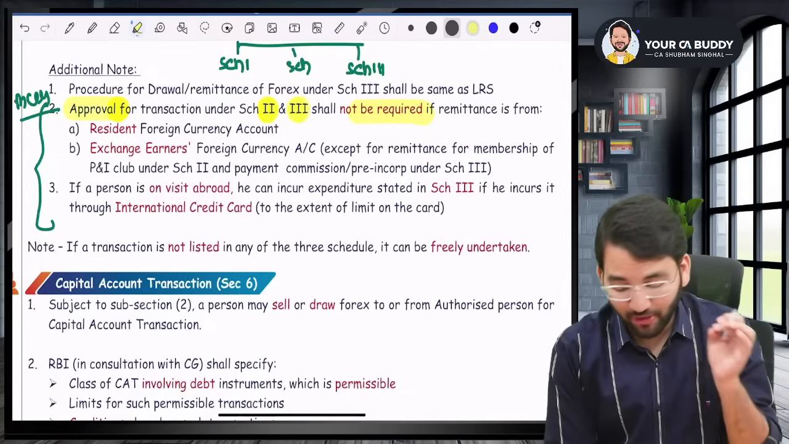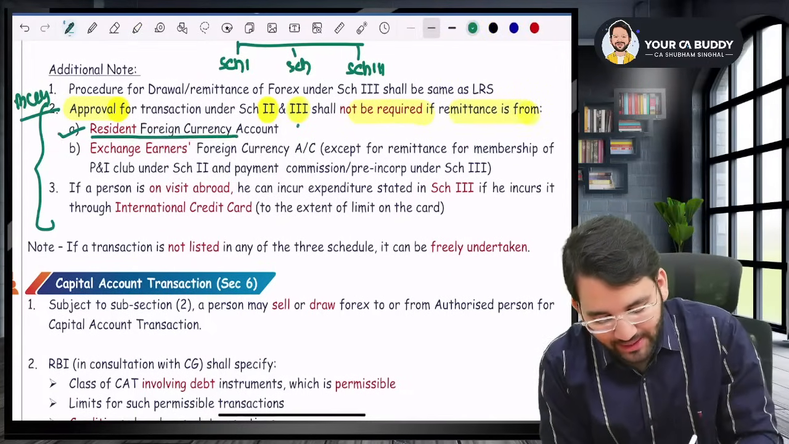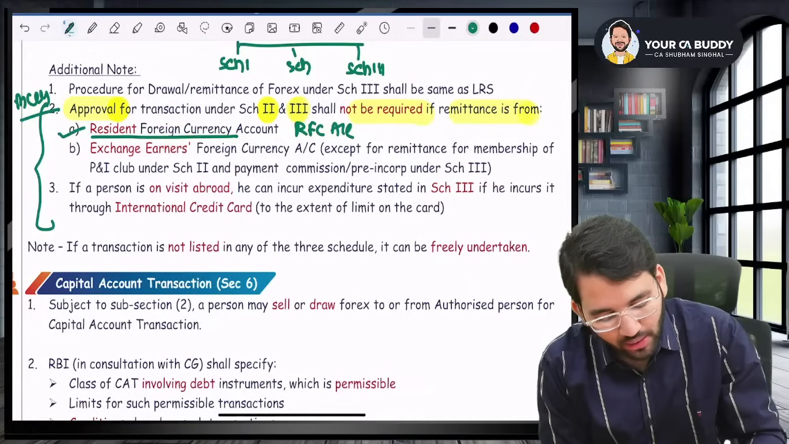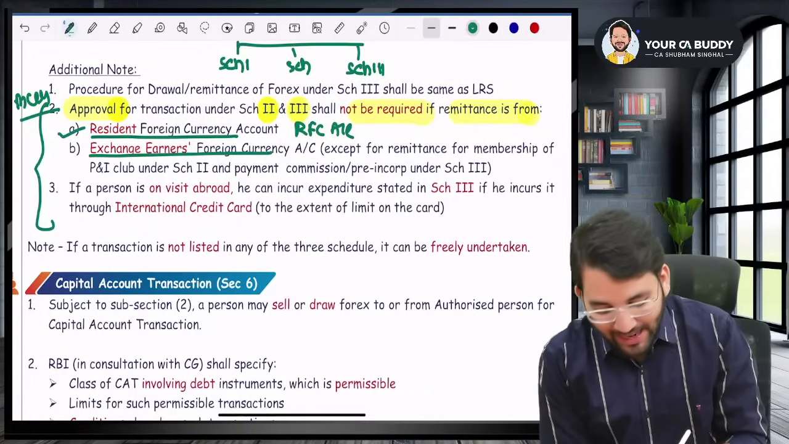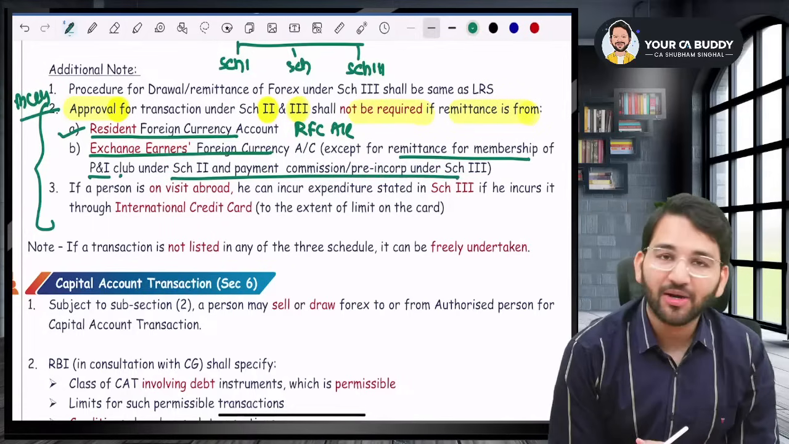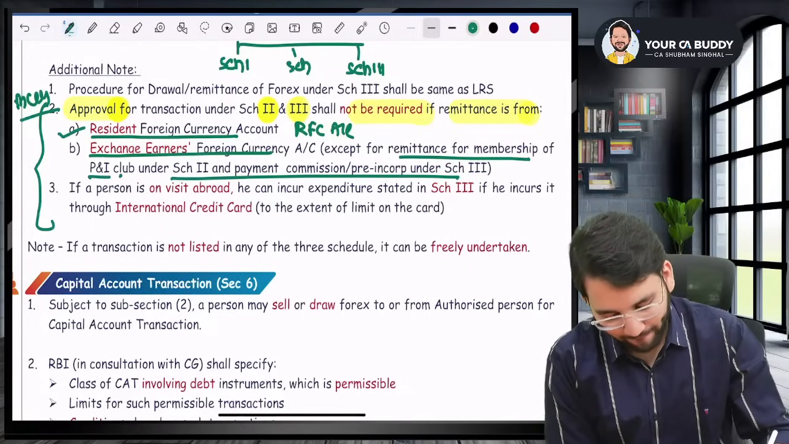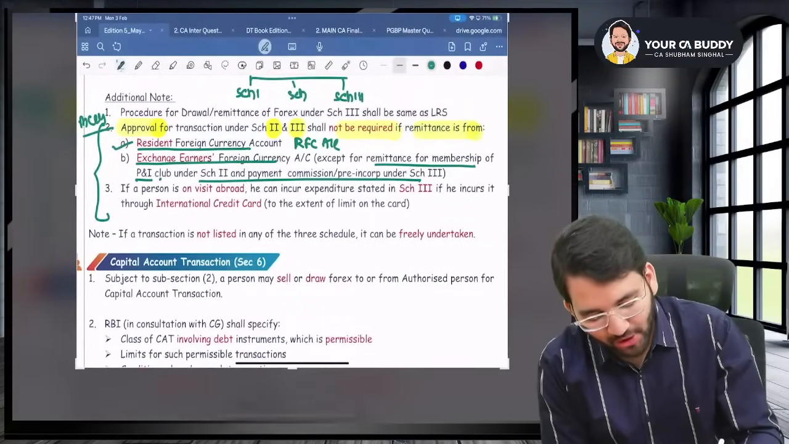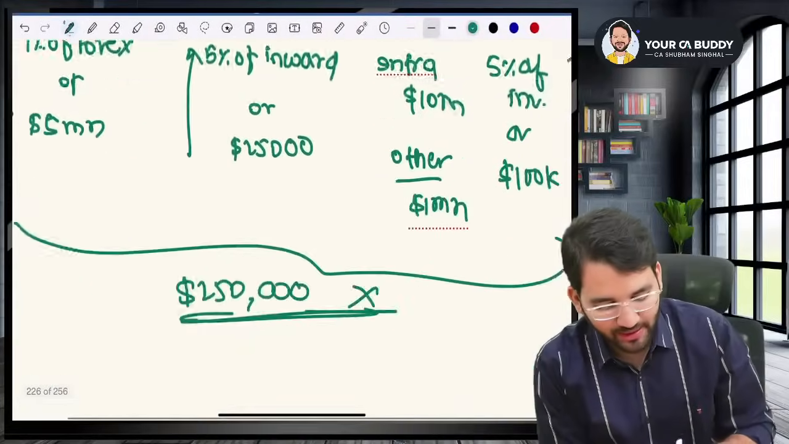There is no requirement of approval if remittance is through a resident foreign currency account, RFC account, or through an EEFC account, exchange earners foreign currency account, except for remittance of membership of P&I club under Schedule 2, or payment of commission or pre-incorporation expense under Schedule 3. Listen to me very carefully, sir. I'll explain it here.